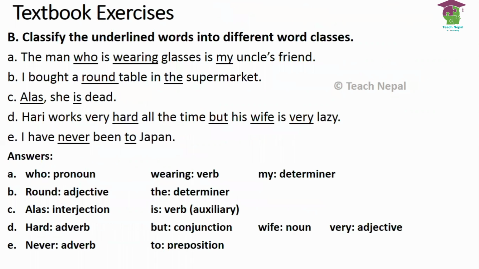Now we'll deal with the things given in the textbook. In exercise B, you have been given: classify the underlined words into different word classes. So in this way you will have to do these things, right? I have given you the answers. मैले answer दिएको छु, पहिला आफै try गर्नु होला, then you have to check the answer. For example, who is pronoun, wearing is verb, my is determiner, right? In this way you have to do these things.